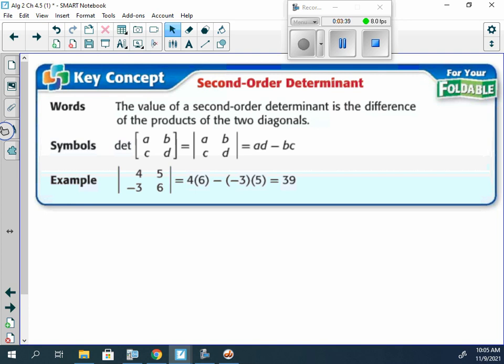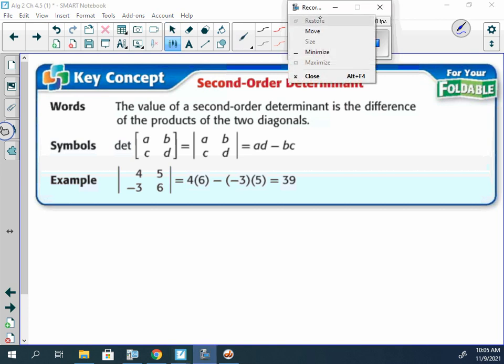But what we're looking at next is determinants. The value of a second order determinant is the difference of the product of the two diagonals. The two ways we can write determinants is DET, brackets, and the matrix inside. The other way is that instead of brackets, we just have two bars that almost look like absolute value bars. It's telling us that we're taking the determinant of that matrix.